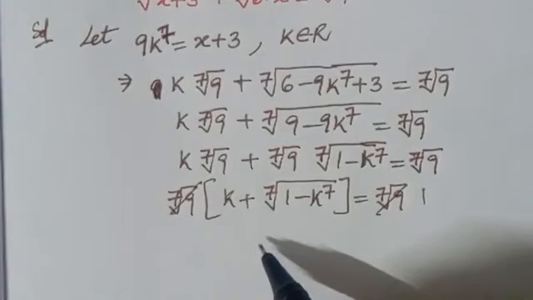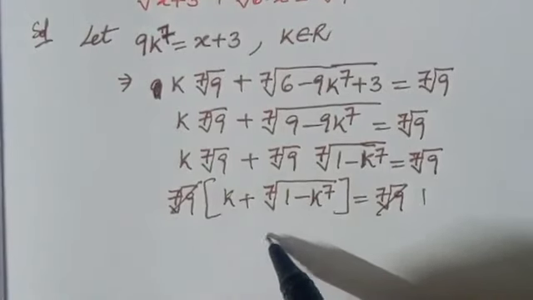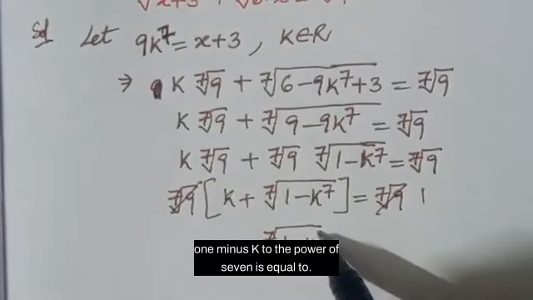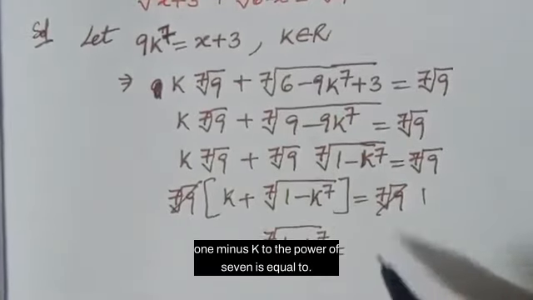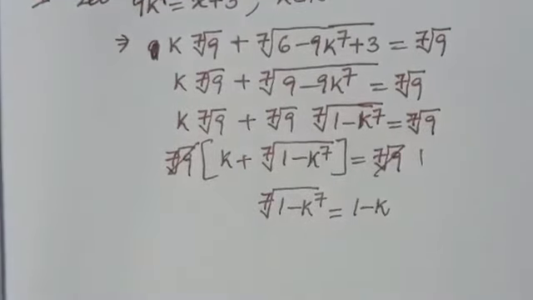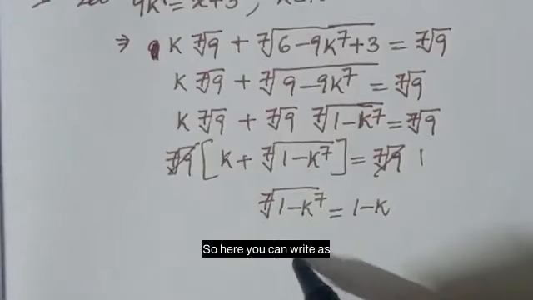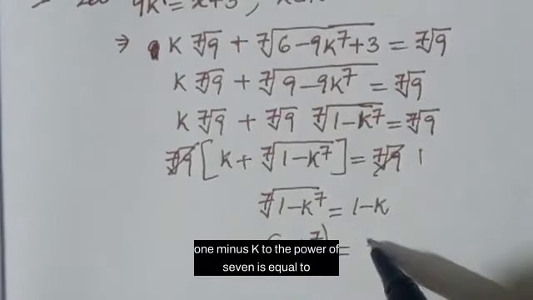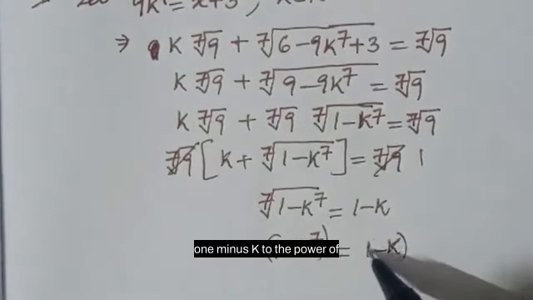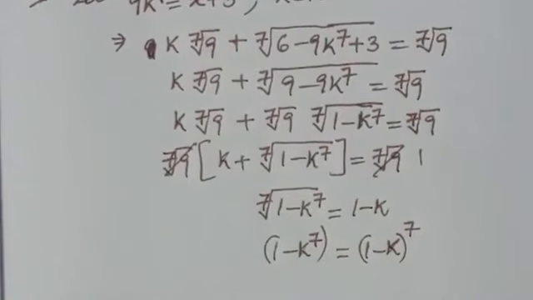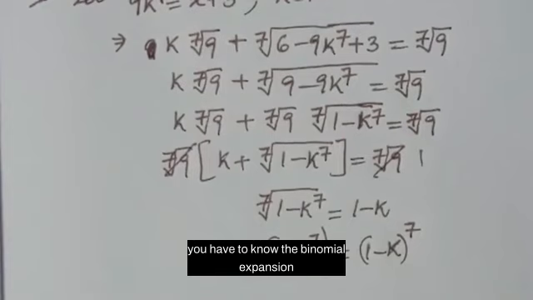So here, sending k to that side, the seventh root of 1 minus k to the power of 7 is equal to 1 minus k. So here you can write it as 1 minus k to the power of 7 is equal to (1 minus k) to the power of 7. Here we have to know the binomial expansion.